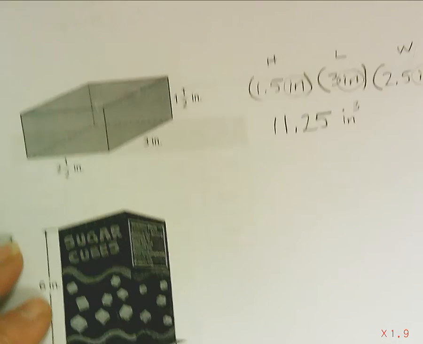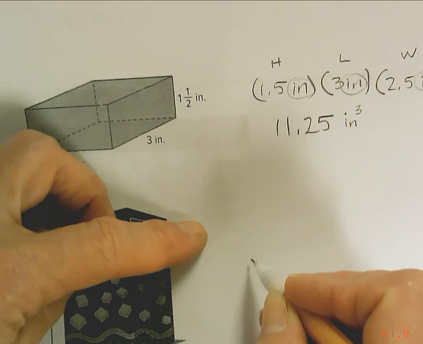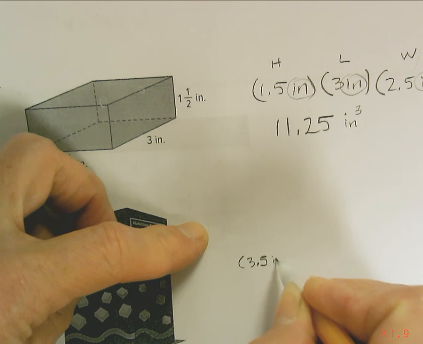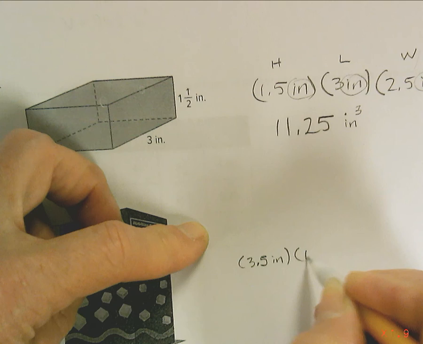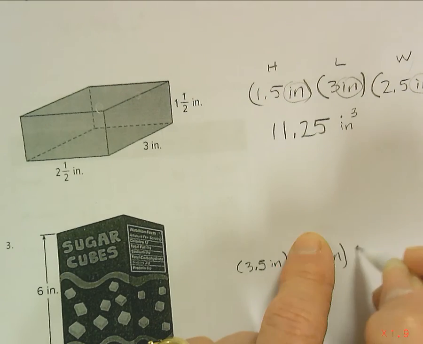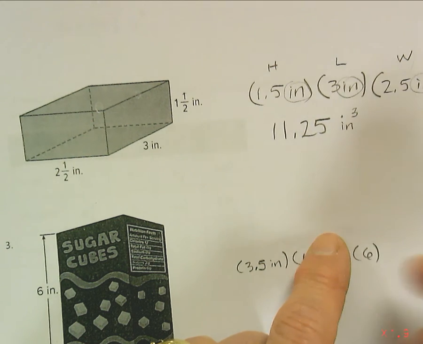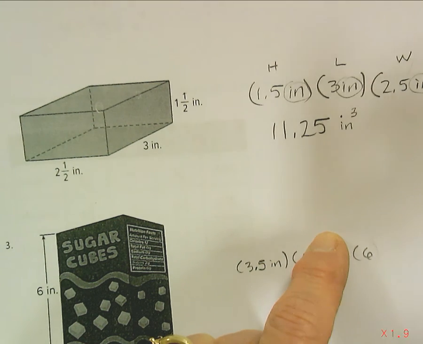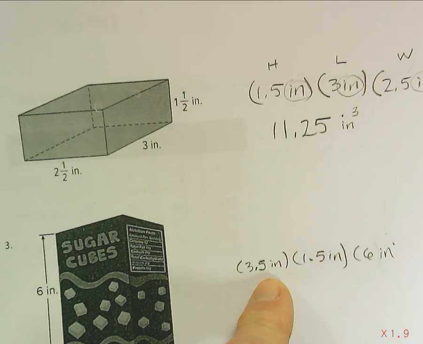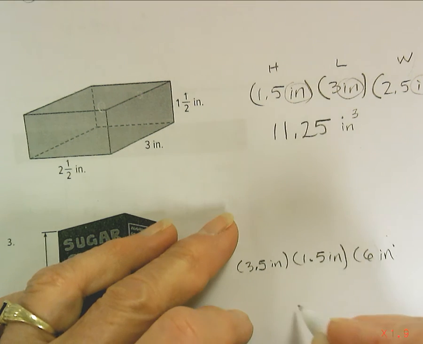So number 3. 3.5 is 3.5 inches. 1.5, 1.5 inches. There's your length and width. And now we're going to multiply it by the height, which is 6 inches. And see what you get. That sounds about right. Yep, that's what I got too.